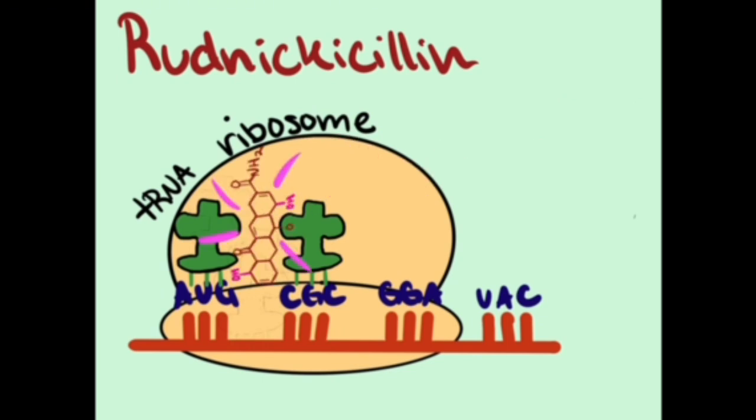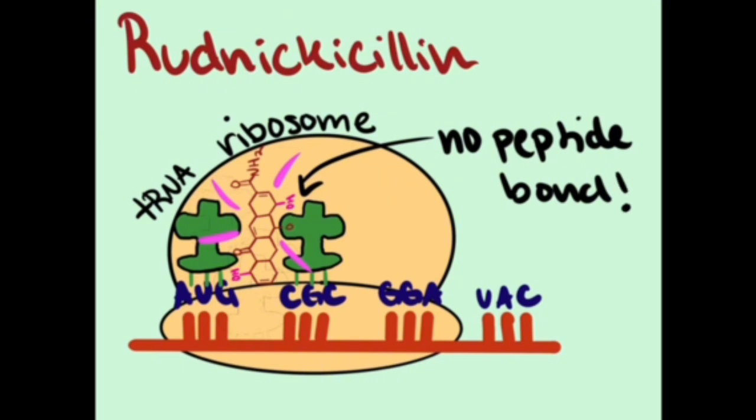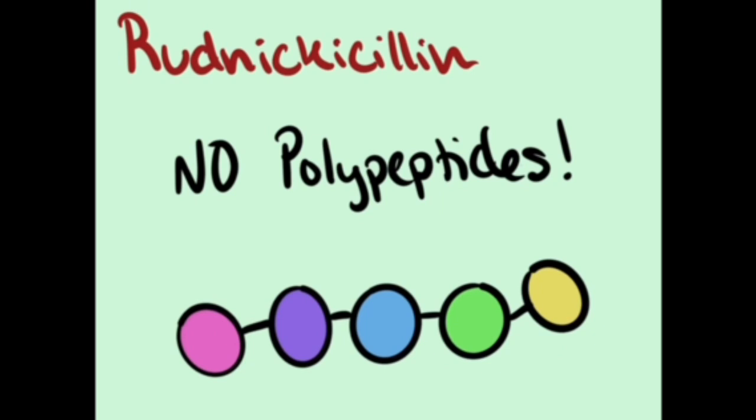Rednicocillin binds to the aminoacyl PT and inhibits the induced fit mechanism that positions the aminoacyl tRNAs together. This ultimately prevents formation of the polypeptide chains required to create proteins and enzymes within the bacteria, resulting in cell death.